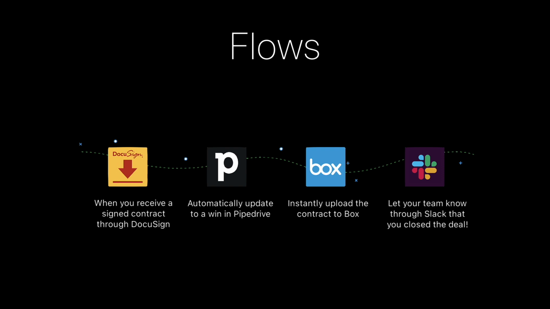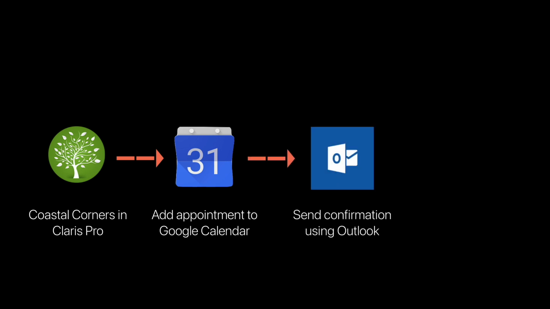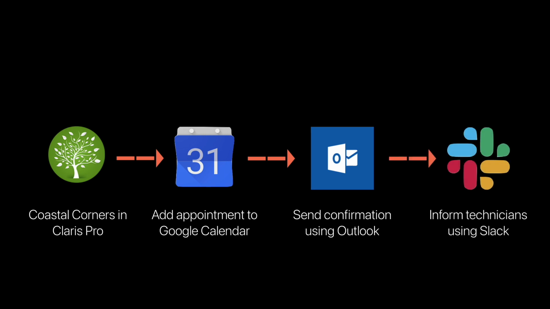That is what we're going to create today, a flow. This flow will take the data we already have in our Coastal Corners Work Orders app and add a customer's service appointment to their company calendar maintained in the cloud using Google Calendar. Then it will email the customer a confirmation that their appointment has been scheduled. And finally, it will send a Slack notification to a channel that the technicians monitor to let them know a new appointment has been added to their job sheet.